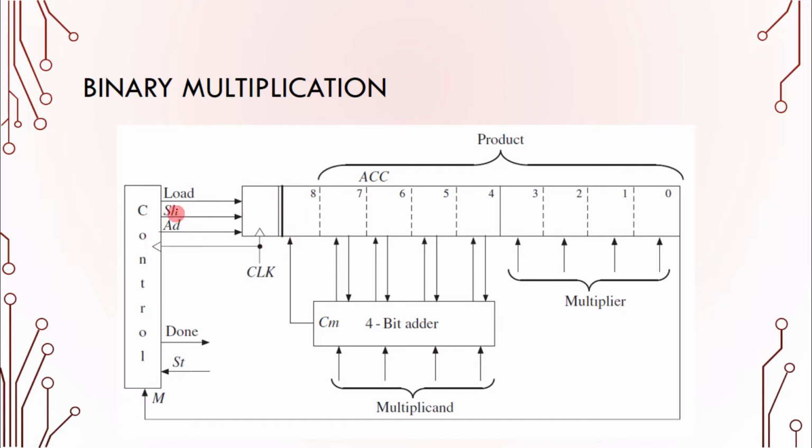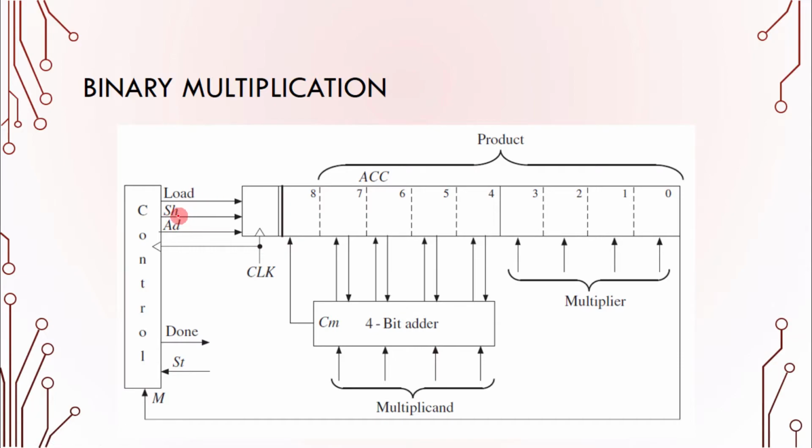So here this controller is sending different signals. When this load pin is enabled, this multiplier will be stored in the first 4 bits, whereas the remaining 5 bits, 4 to 8, will be initialized with zeros. Here you have a 4-bit adder. Its one operand is the multiplicand, whereas its second operand is the bits 4 to 7, and the result will be stored back to 4 to 7, and if there is a carry, it will be stored in the 8th bit. This addition will happen when this add bit is enabled.